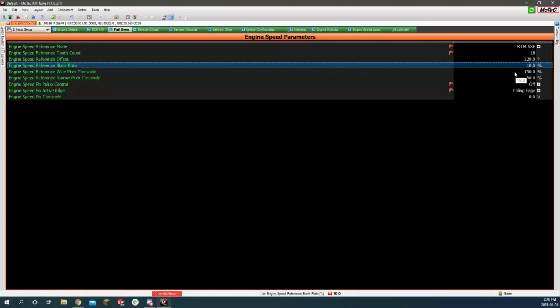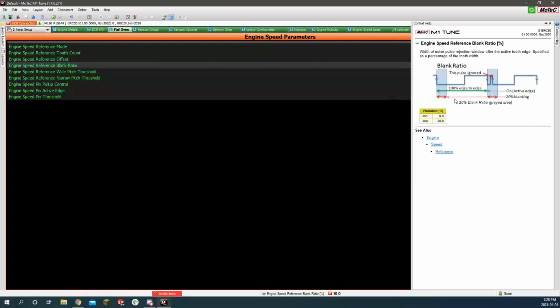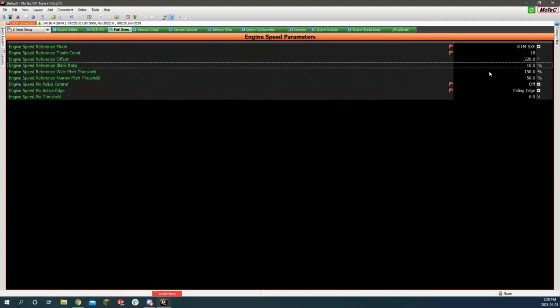There are other parameters. If you go function F1, it gives you basically the info on what pretty much any of these does. That was very helpful for me in tuning these, like engine speed reference blank ratio. That doesn't mean a whole lot to me, but it tells you sort of what it does here. I don't need to go into all those boring details, but that would be what you have to read and figure out if you're setting up a new engine.